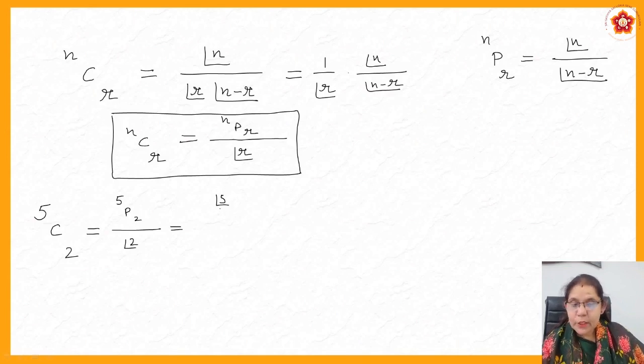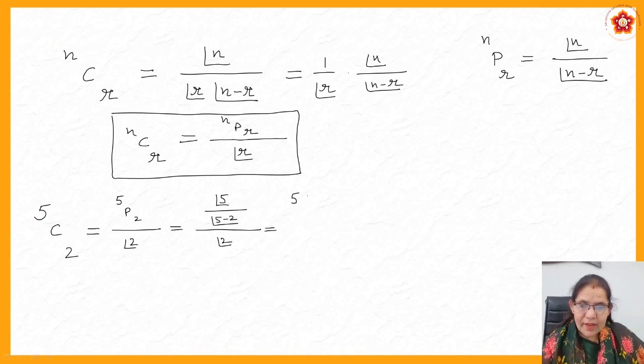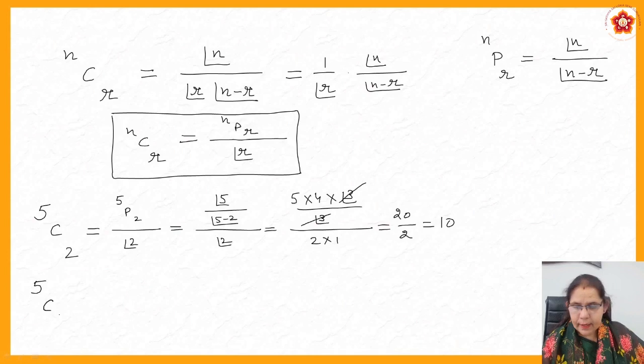Now what is 5P2? 5P2 is factorial 5 upon factorial 5 minus 2. Let's solve it. Factorial 5 will be written as 5 into 4 into factorial 3. And 5 minus 2 is factorial 3, and factorial 2 can be written as 2 into 1. It comes 20 upon 2, which is 10.